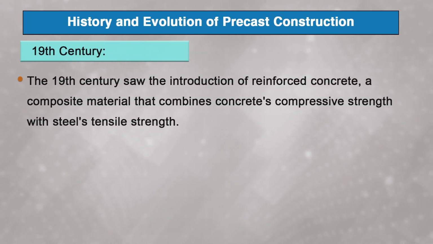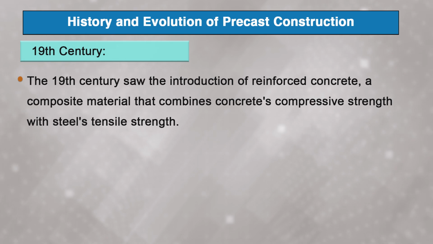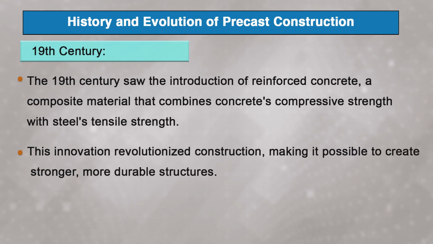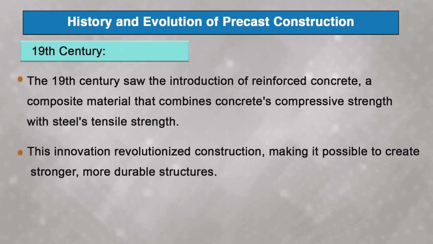If we move on to the 19th century, the 19th century saw the introduction of reinforced concrete, a composite material that combines concrete's compressive strength with steel's tensile strength. This innovation revolutionized construction, making it possible to create stronger, more durable structures. Reinforced concrete was particularly well suited to precasting, as it allowed for the creation of large complex elements that could be transported and assembled on site.